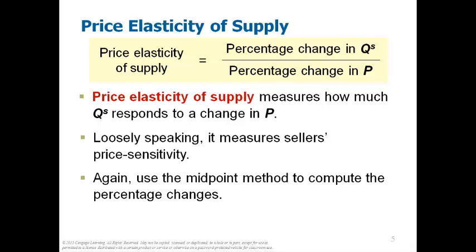And loosely speaking, it just measures seller's price sensitivity or price responsiveness. And again, we just use the midpoint method to compute the percentage changes. It's almost exactly the same, except in this case it's going to be a positive number because there's a positive relationship between quantity supplied and price.